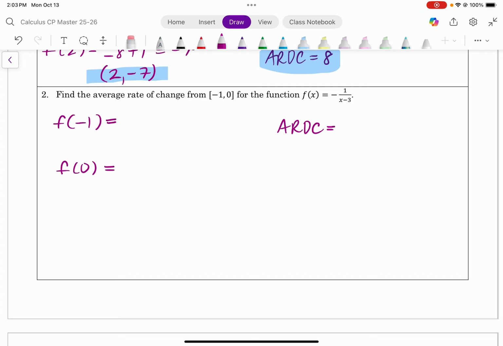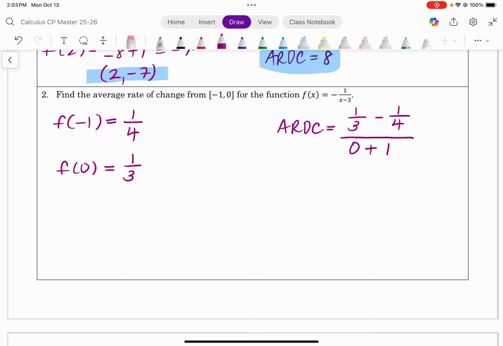Okay, I hope you paused the video and gave that a try. The first one, when you plugged in -1, you should have got 1/4 for the y value. When you plug in 0, you should get 1/3. If you then want to find the average rate of change, we need to do our 2 values subtracted there. So we need to take our 1/3 minus our 1/4 all divided by 0 plus 1.